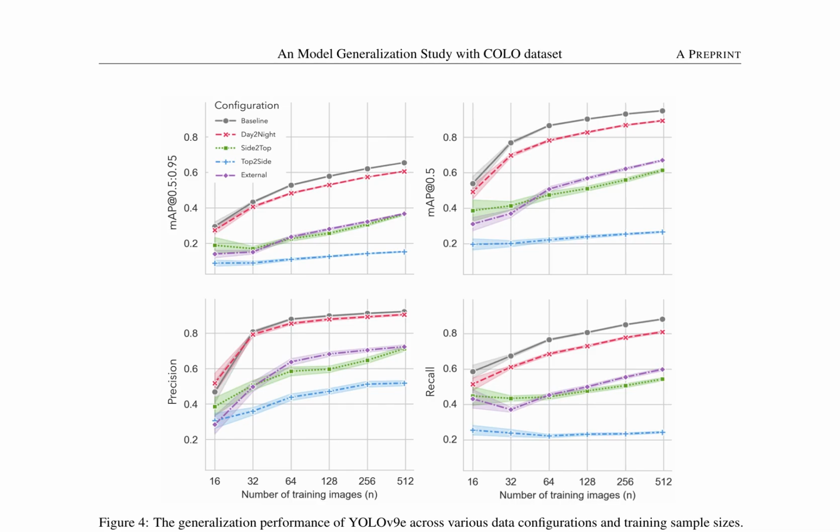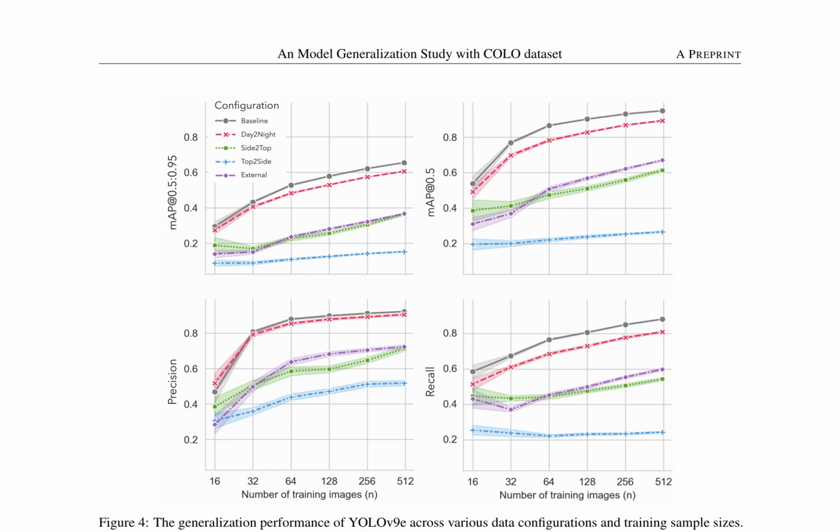The study examines the generalization performance of YOLOv9 across various data configurations and training sample sizes using the COLO dataset. Figure 4 illustrates the model's performance in terms of precision and recall for different training samples and data configurations. Notably, the day-to-night configuration maintains high precision, closely mirroring the baseline configuration across all training sample sizes, indicating that changes in lighting have less impact on object detection compared to changes in viewpoint.